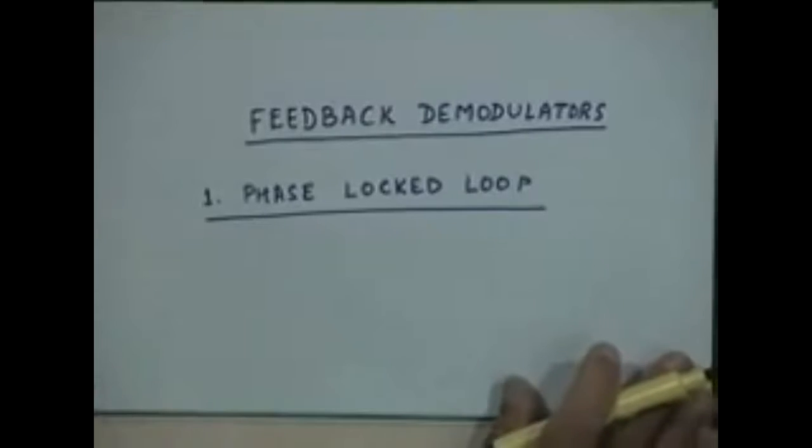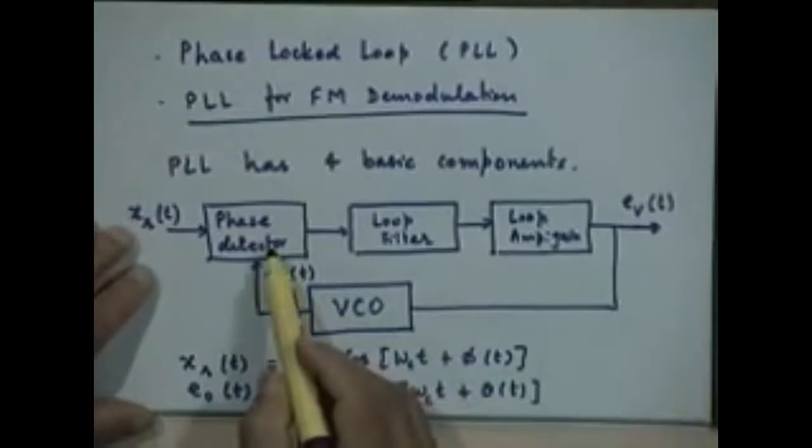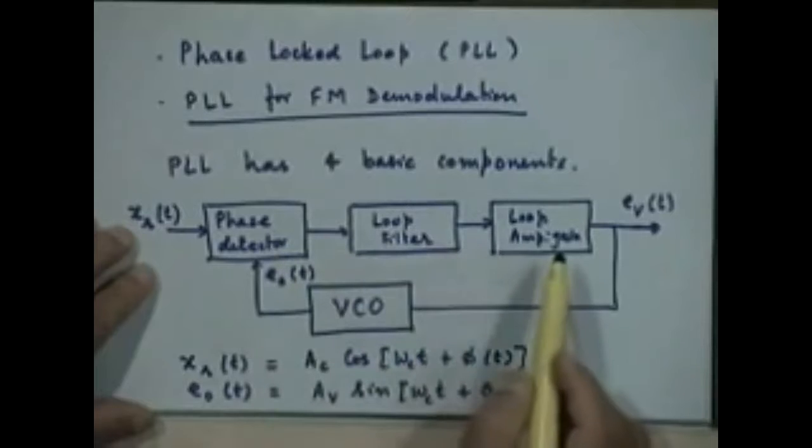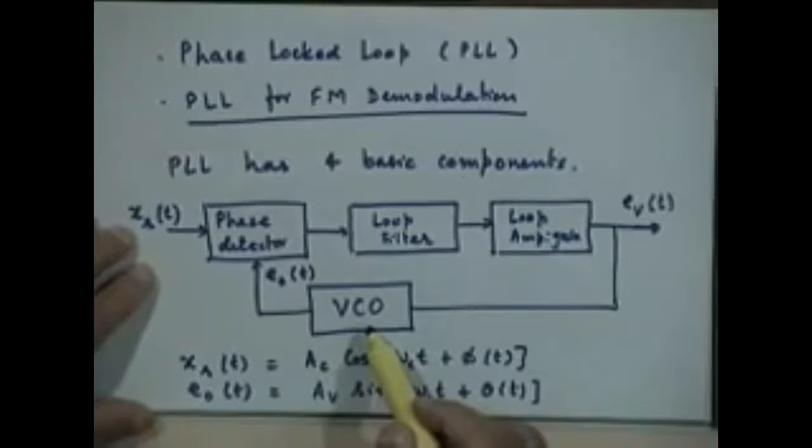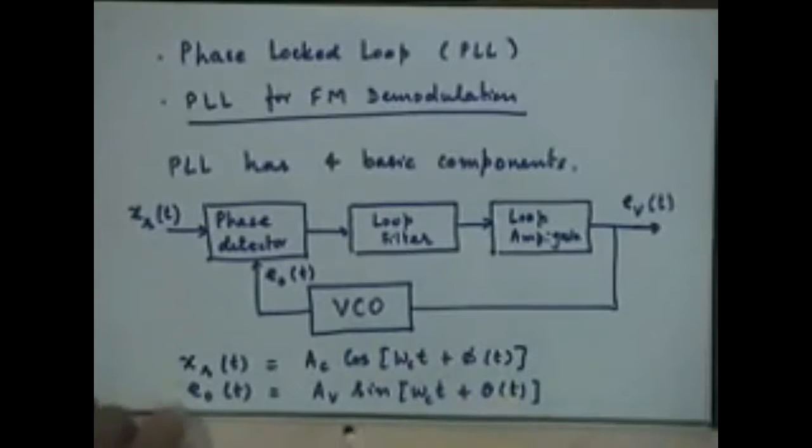Let us now again look at the phase lock loop which we started yesterday. This is the block diagram of the phase lock loop. It has a phase detector, a loop filter, a loop amplifier and a voltage controlled oscillator. To proceed further, let us assume that the input signal to the phase lock loop is an angle modulated signal of this kind. It has some amplitude, a carrier frequency and a phase modulation phi of t.